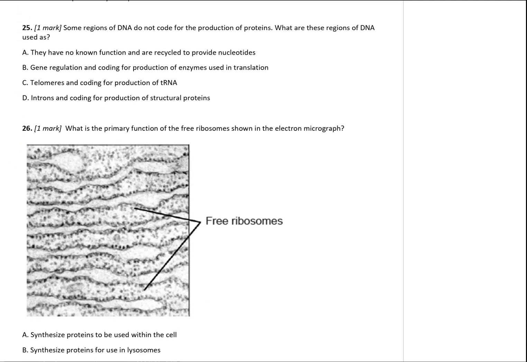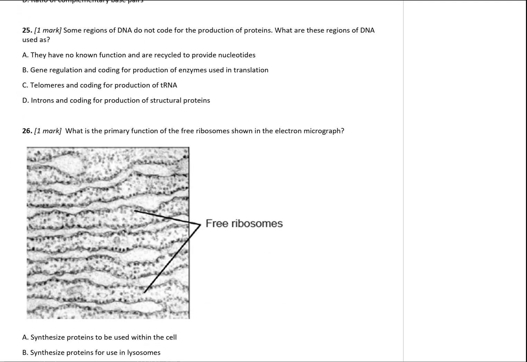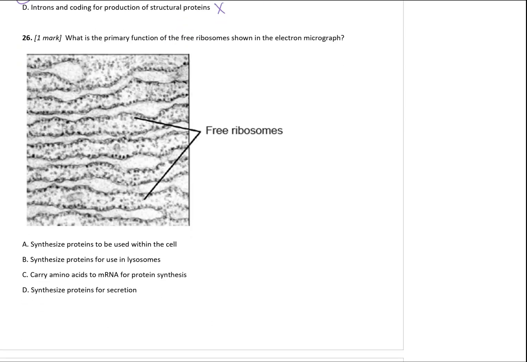In 25, some regions of DNA do not code for the production of proteins. Which regions of DNA are they used as? So they do have known functions, so it can't be A. Gene regulation, the codon for the production of enzymes. Well, enzymes are proteins, so it can't be that. Telomeres and the coding for the production of tRNA, yes. Introns and coding for the production of structural proteins, it can't be that. So it has to be C. It's also the right answer, but even if you didn't know that, you could work it out.